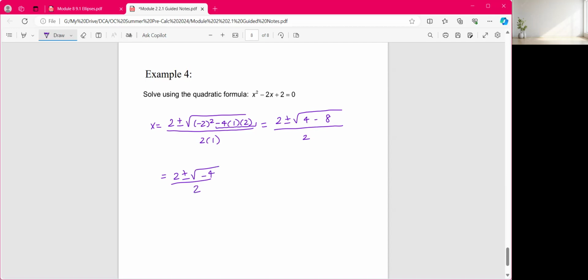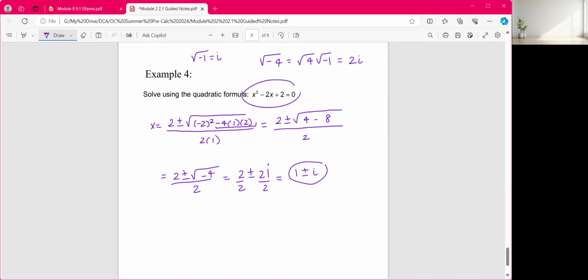Let's remember how we handle the square root of negative numbers. So square root of negative 4 is the same thing as the square root of 4 times the square root of negative 1. Square root of 4 is going to give me 2, and we know square root of negative 1 is i. So then I can write this as 2 plus or minus 2i. This gets over 2, this gets over 2, and I'm left with 1 plus or minus i is my answer to this equation. That's my solutions.